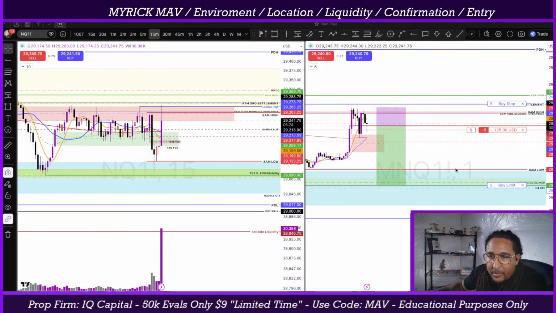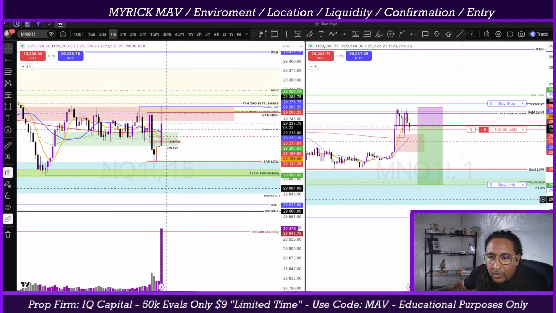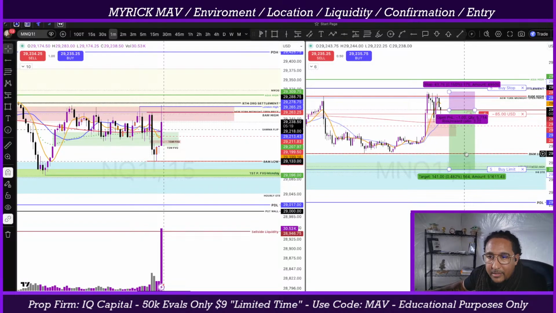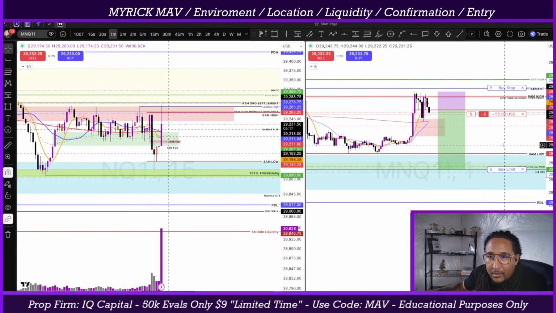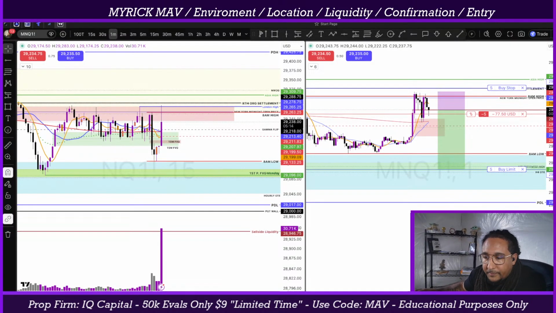We have these relative equal lows here to the downside, which is right at those 8 a.m. lows, which is a nice draw on liquidity. I'd like to see some more push to the downside before that 950 macro to give us more confidence of a delivery to the downside at that time.